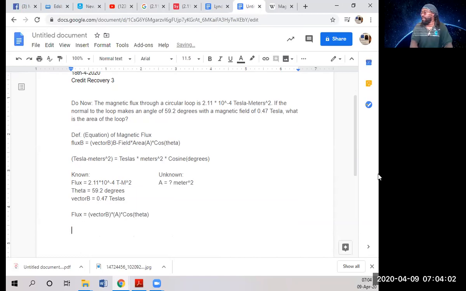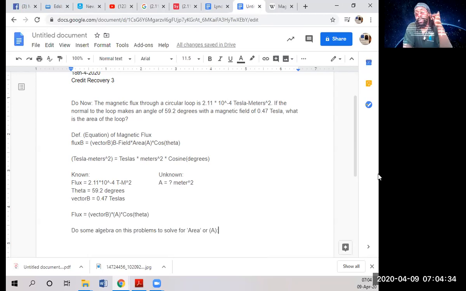We can do some algebra. This is the part where we do some algebra on this problem to solve for, what do we say, area, or A.